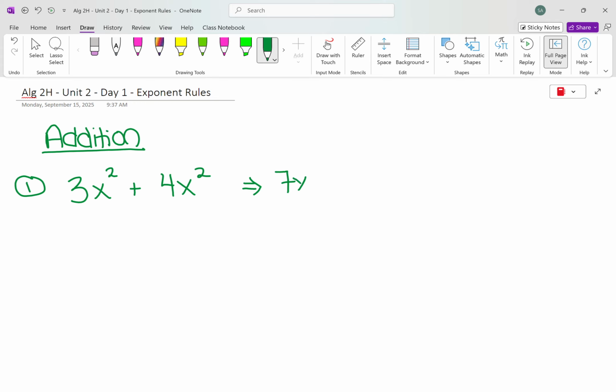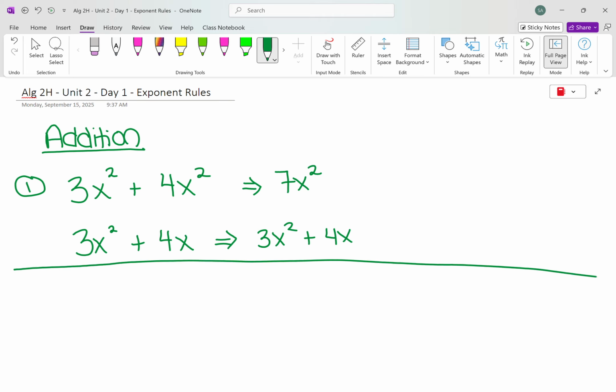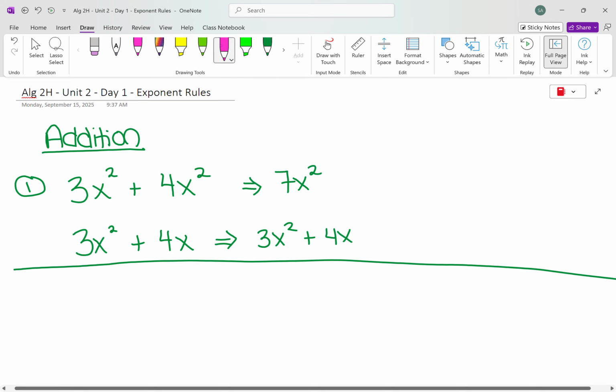we are 7x squared. Let's say they have the same variable but not the same exponent. Can we add them? No. This is already simplified. It's 3x squared plus 4x. Nothing more we can do there. All right, so that's addition. Let's go to multiplication.